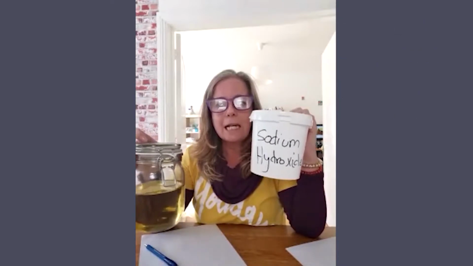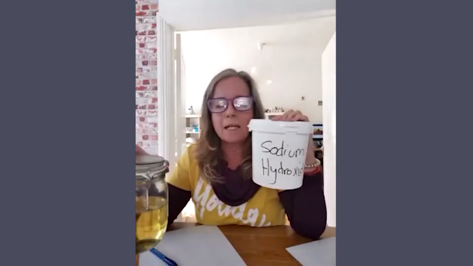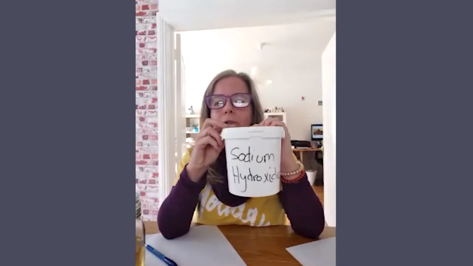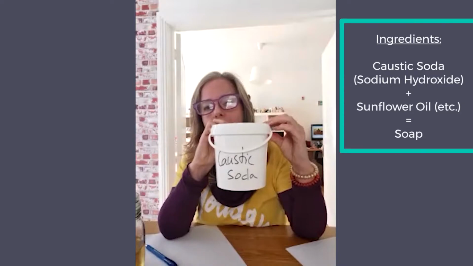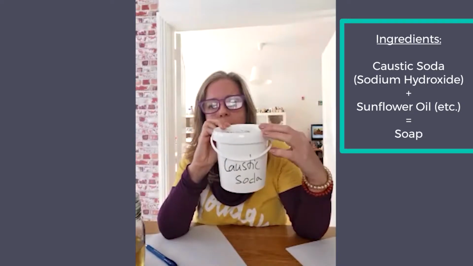Sodium hydroxide is an alkaline substance. I have sunflower oil, but it can be many other oils, hundreds of oils or butters you can use, and it creates a soap. Now, sodium hydroxide is what you know as caustic soda.